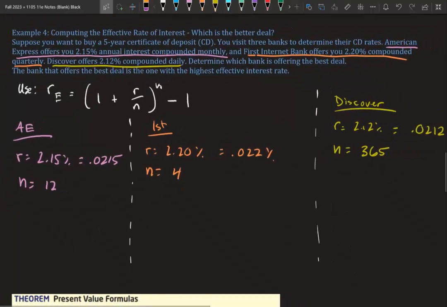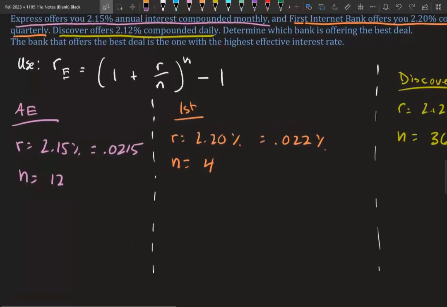Now that we have our rate and our n, we can just plug it into our formula. So we have effective rate of return. We have 1 plus blank over blank to the power of blank, all minus 1. And our first blank is r. Our r is 0.0215. Our second blank is n, which is 12. Our exponent is n, which is 12.